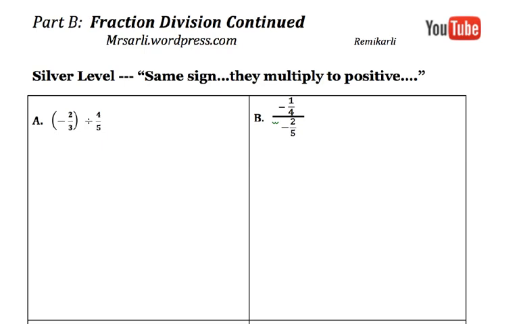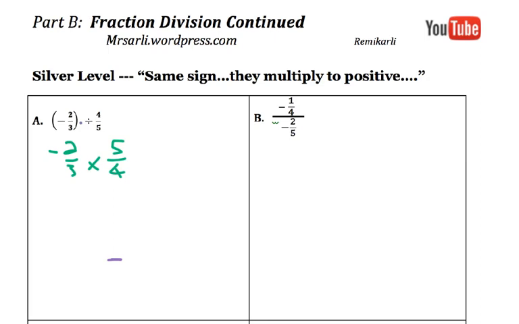So, on the very first problem, I have negative 2/3 divided by 4/5. I see that the signs are different and I'm dividing, so I know that my answer is going to be negative. And I also see that I'm dividing, so I'm going to use keep, change, flip.